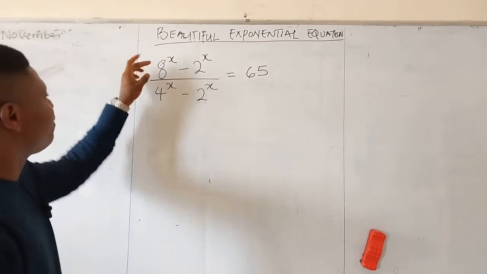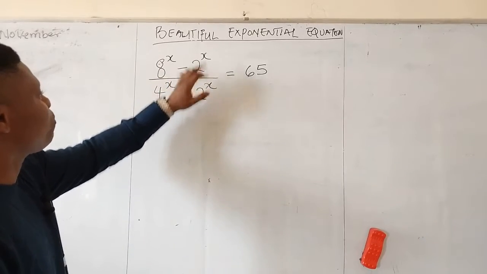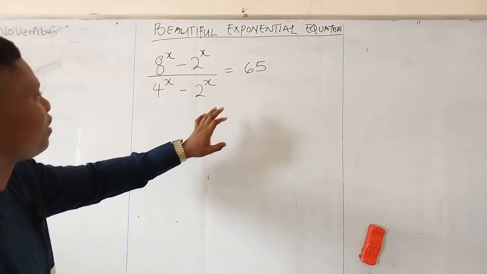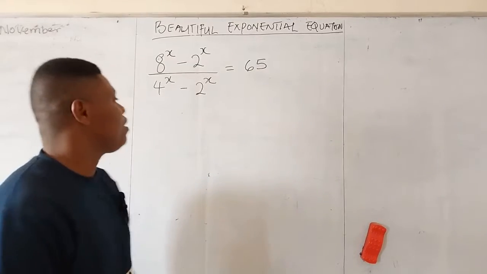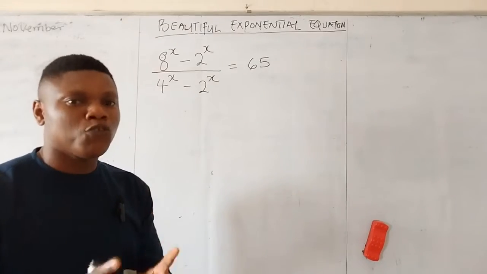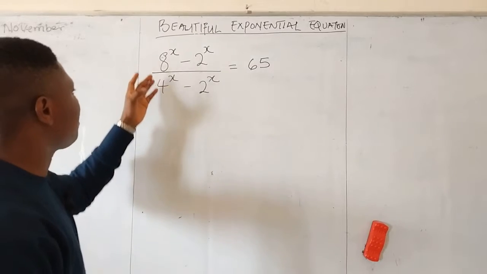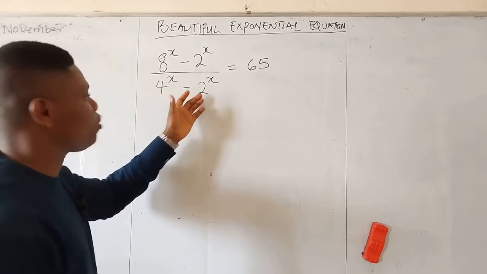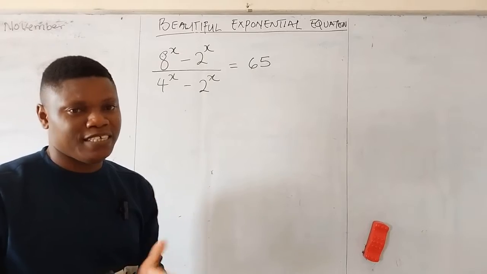This is 8 raised to the power x minus 2 raised to the power x, divided by 4 raised to the power x minus 2 raised to the power x, equals 65. Now if you look at this, the first thing that will come to your mind is that 8 has a common factor with 4, and 4 has a common factor with 2, as in the bases.